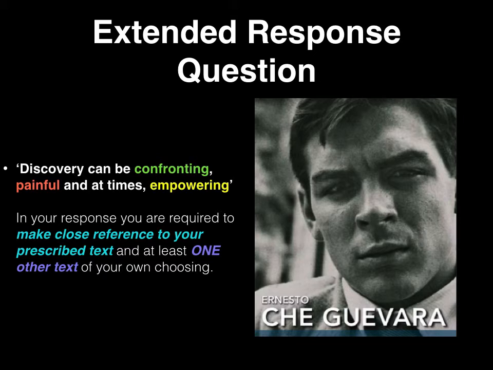So there are two elements to the question there. Firstly, the response to breaking down the stimulus, and secondly, a focus on looking at the way in which you are making close reference to your prescribed text and one other related text.